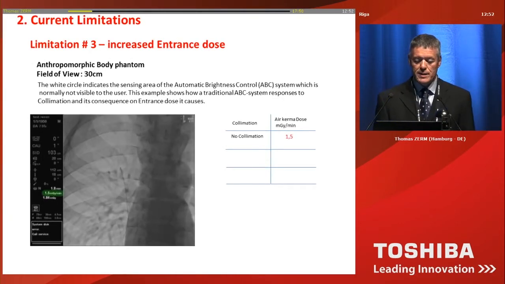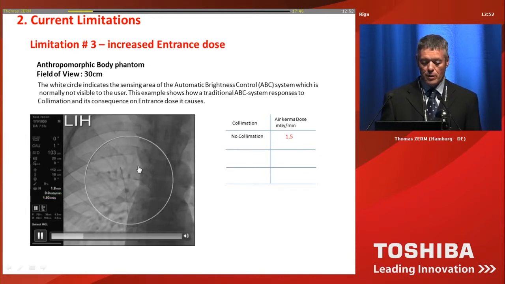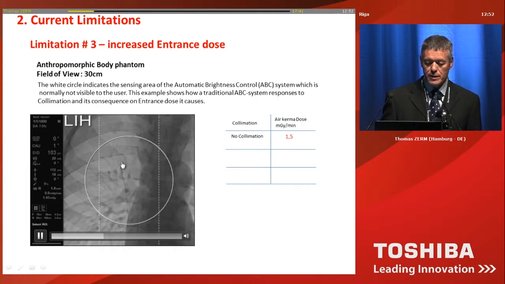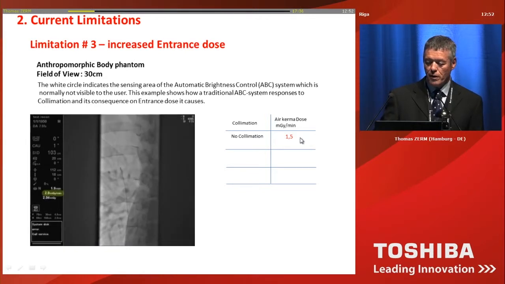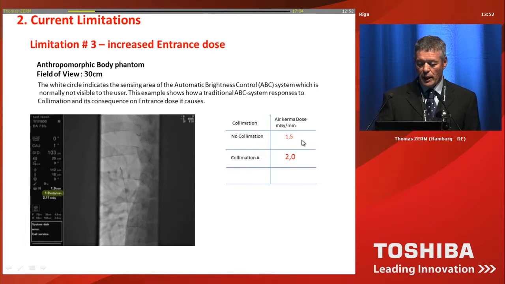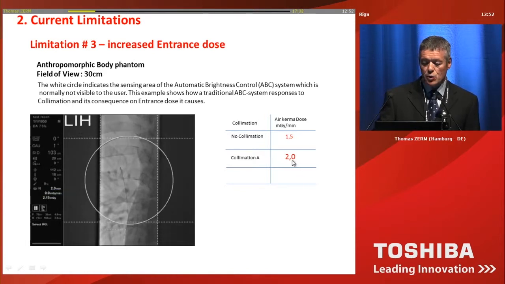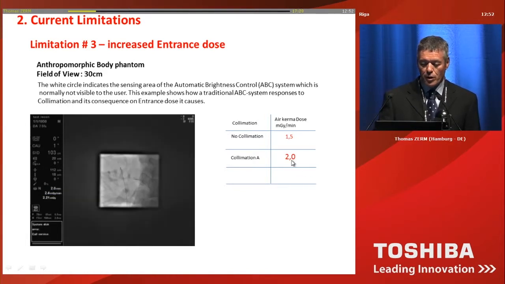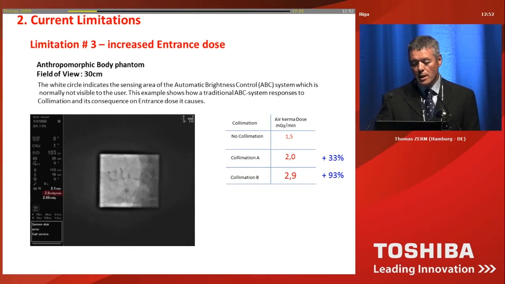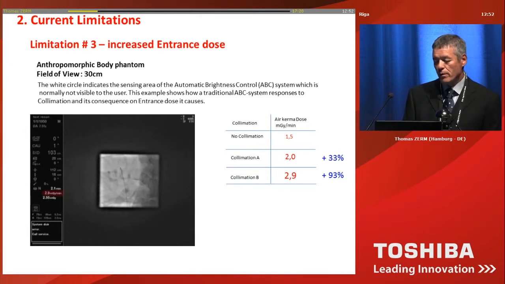Here's a picture which nicely shows what I said. The white circle here is the region of interest, and the first collimator is put inside the view. You see radiation here at 1.5 milligray per minute, and with collimator 1 it increases to 2.0. With collimation B it increases up to 2.9 milligray per minute. That's one of the limitations of conventional collimation.